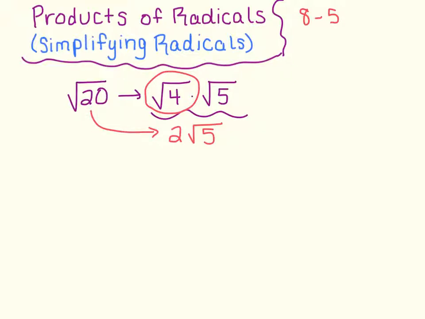And that is considered to be a simplified version of square root of 20. Okay, so that is an exact value. If you typed square root of 20 into your calculator, you would get a big, long, crazy decimal. This is considered to be more mathematically precise, and that's why this process is important.